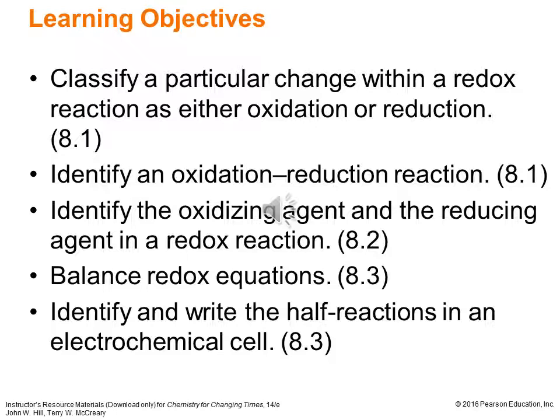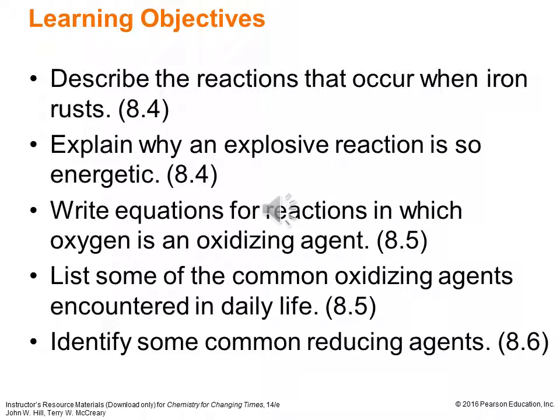And then we'll identify and write the half reactions in an electrochemical cell. We'll also describe the reactions that occur when iron rusts. That's a particularly important reaction because it's a very common one in modern society. We'll explain why an explosive reaction is so energetic and why it occurs so quickly. We'll write equations for reactions in which oxygen is an oxidizing agent.